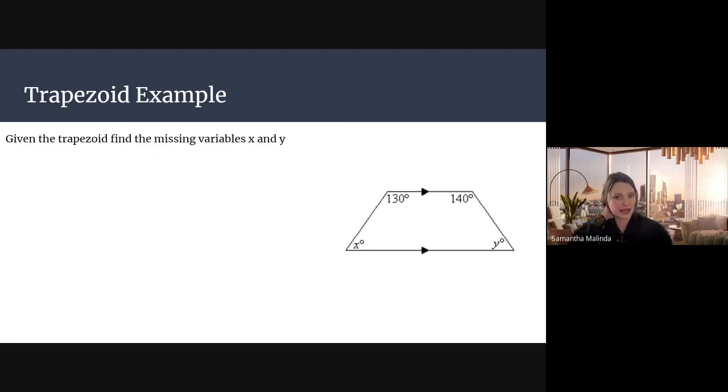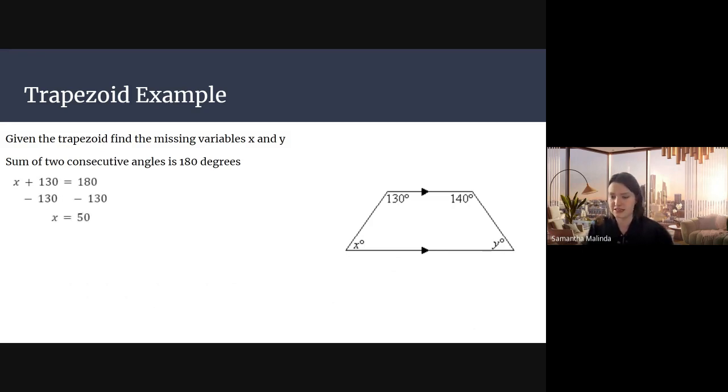Now let's do an example of just a trapezoid. Given the trapezoid, we just talked about the sum of consecutive angles or adjacent angles is equal to 180 degrees. So we can do x plus 30, which is the left side consecutive angles, has to equal 180. And so you minus 30, we get 50. Do the same thing on the right side. Y plus 140 is 180. Minus 140, you get 40. So that was a pretty good one, and it used those consecutive angles pretty well.